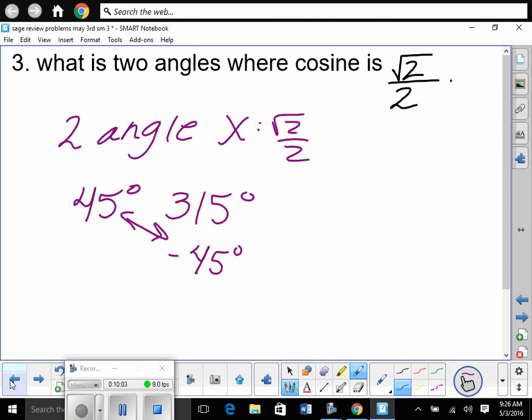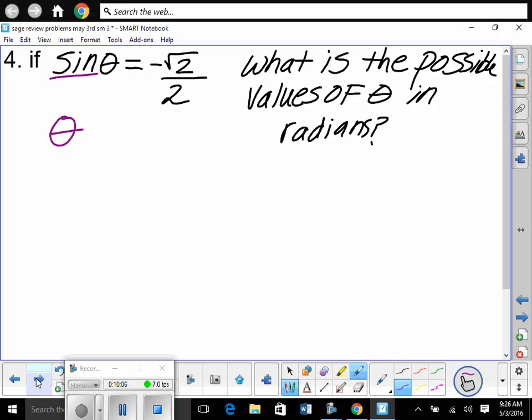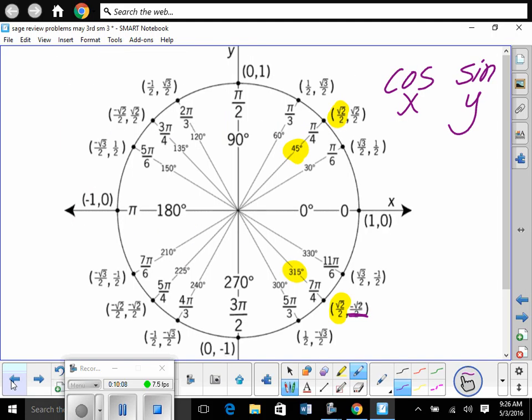So let's look at our unit circle again. It was at negative square root of 2 over 2? Yeah. Okay. So y values. So I'm going to erase this. Okay, we're at our fresh unit circle here. Let's find the y values that equal negative square root of 2 over 2. Right there, right? So it's 225 degrees and 315 degrees, right?